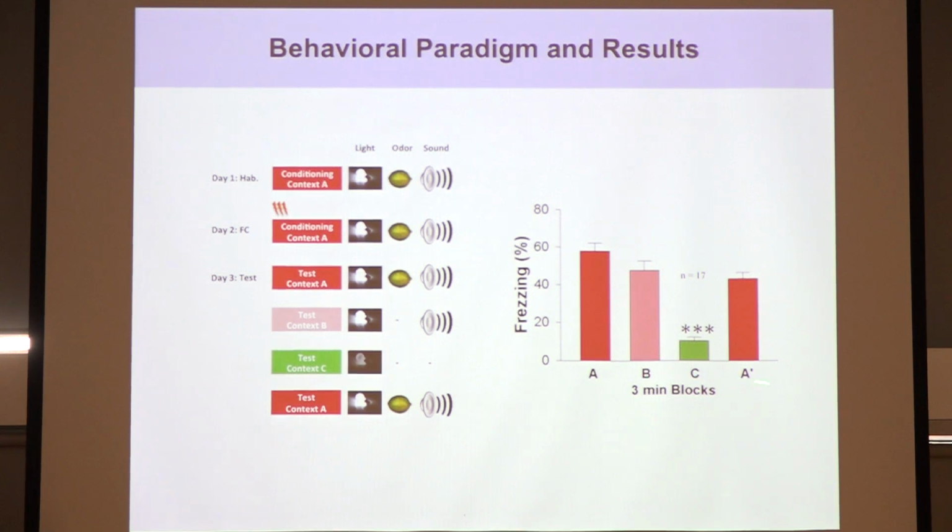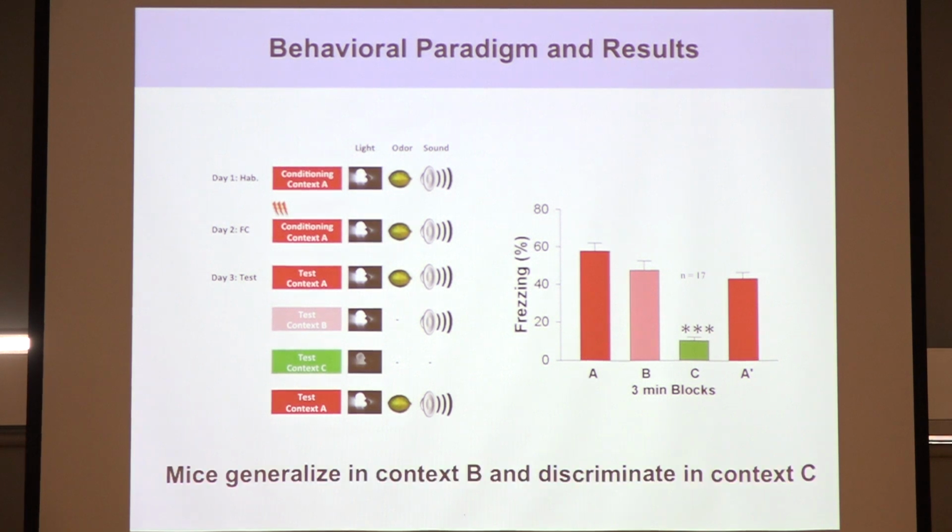And we have the A, B, C, A context. You see that they freeze to the conditioning context A. They generalize to the context B, but they discriminate to context C. And when you put them back in the A, they freeze again. So we have designed a behavioral paradigm that allows us to create a generalizing context and a discriminating context. And using this paradigm, we know that the mice generalize to context B, whether they discriminate to context C.